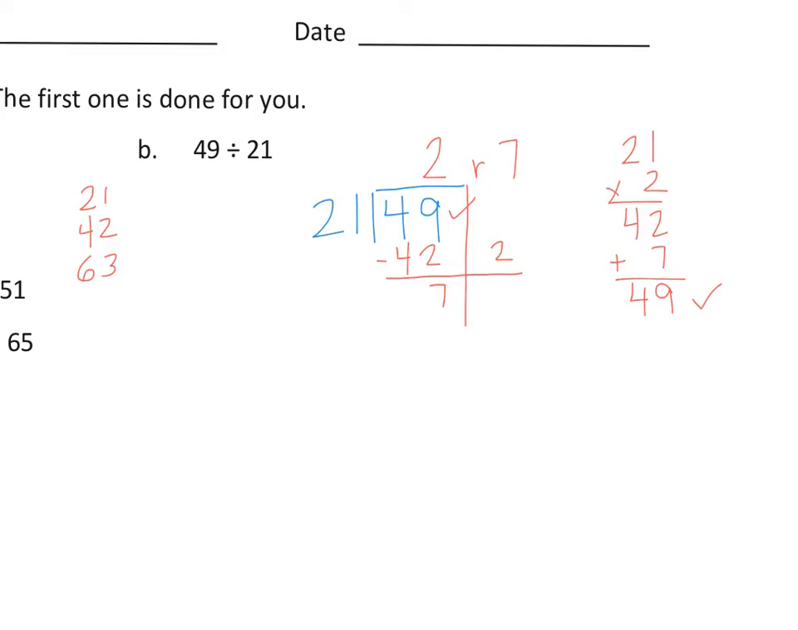Let's go on to, all right, we have C. 78 is our dividend, the number we are dividing up or breaking apart, and we're going to be putting them into groups of 39. So that's our divisor. So let's go ahead and take 39, and then that's the first multiple. So 39 times 1 is 39.